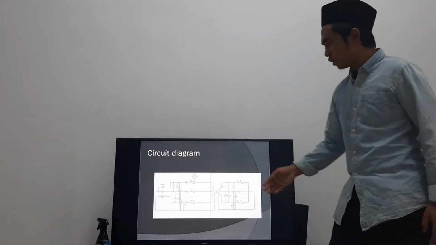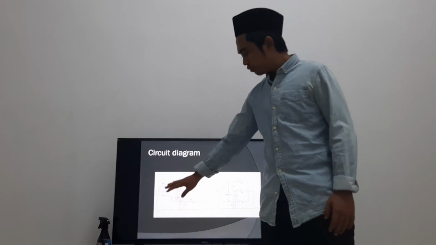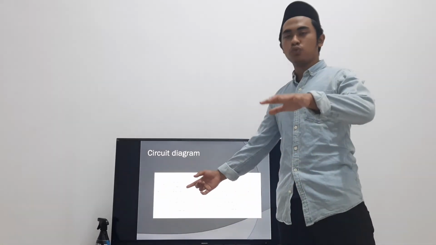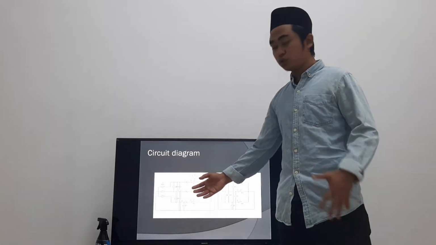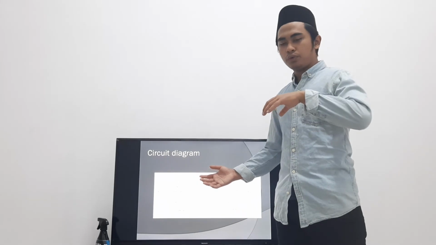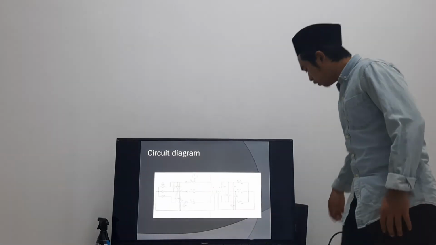Okay, this is the circuit diagram for the conventional method. As you can see, it is just the same as the first one, because we just want to recheck whether what we did with the two wattmeter method is correct or not.